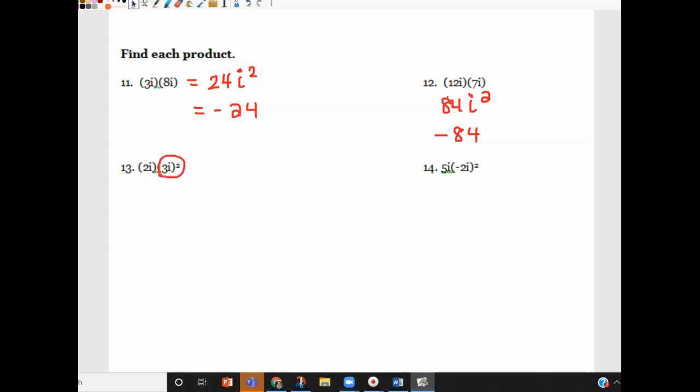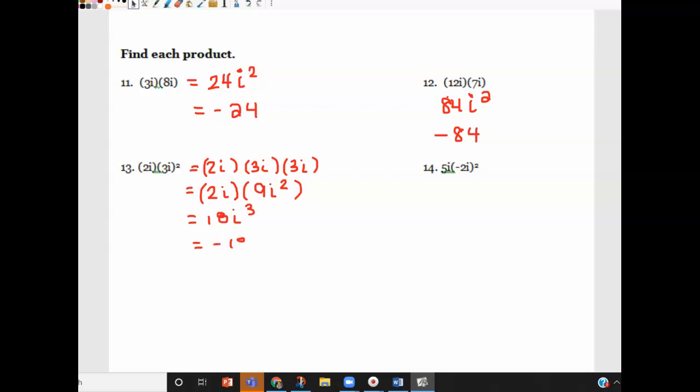In 13, that i is being squared on the outside as well as the 3. So that's really like 2i times 3i times 3i. So it's 2i times 9i squared, or 18i cubed. And we know i cubed is negative i, so we get negative 18i.